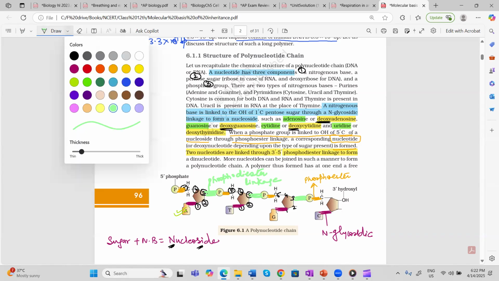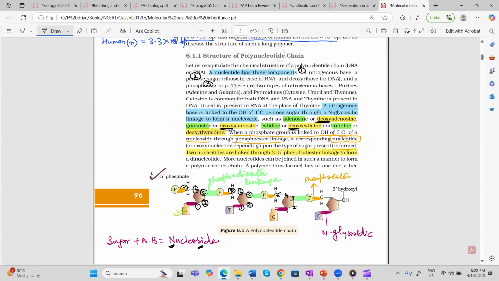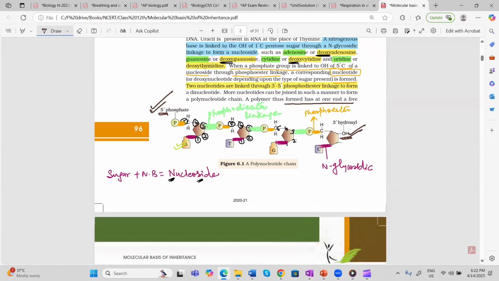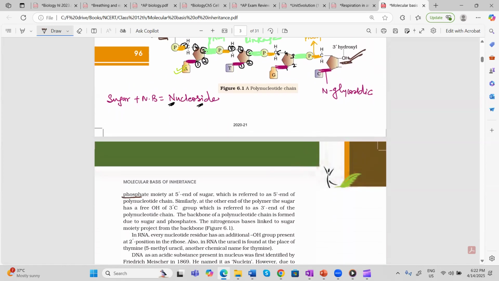And if you see this diagram, analyze carefully, you will find at one end, phosphate is free. At one end, third OH is free. Phosphate is free, which is attached to the fifth carbon of sugar, and here third OH is free. Now see, a polymer which is made has at one end a free phosphate at the fifth end of sugar. We say this is the 5' end of the polynucleotide chain. At the other end, the sugar has a free OH at the third carbon. We say this is the 3' end of the polynucleotide chain.